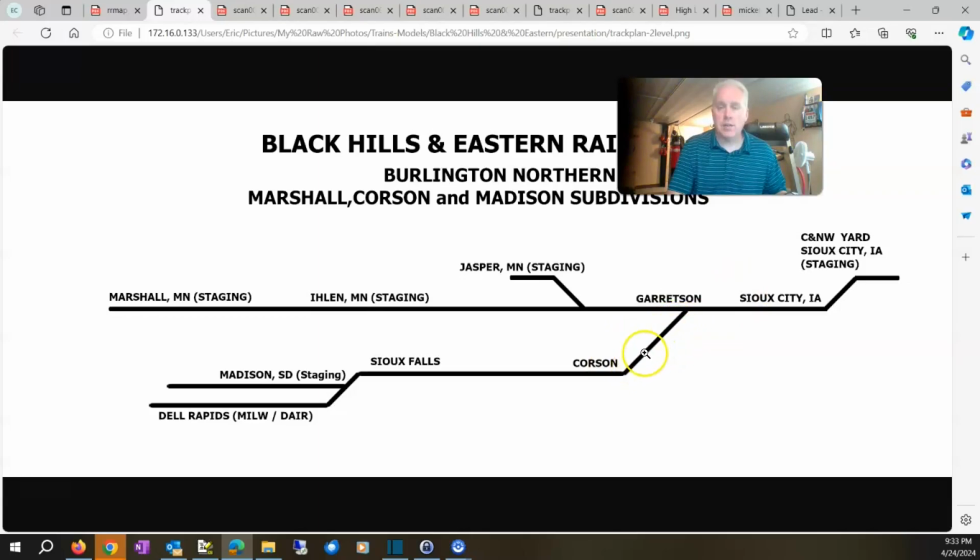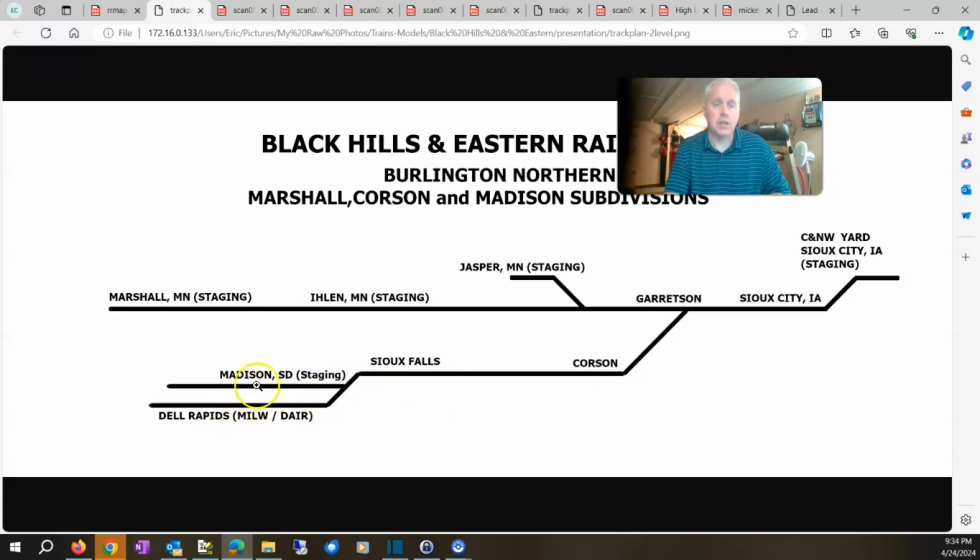The scenery areas will begin with Garretson here, where the Marshall sub splits off to the Corson subdivision. That's where our scenery will begin on the main level. Garretson over to Corson, Sioux Falls, and then there'll be a bunch of industrial switching at Corson and some industrial switching at Sioux Falls.